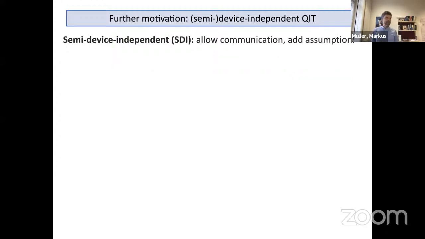What I want to talk about, however, is what's called not device-independent, but semi-device-independent protocols.